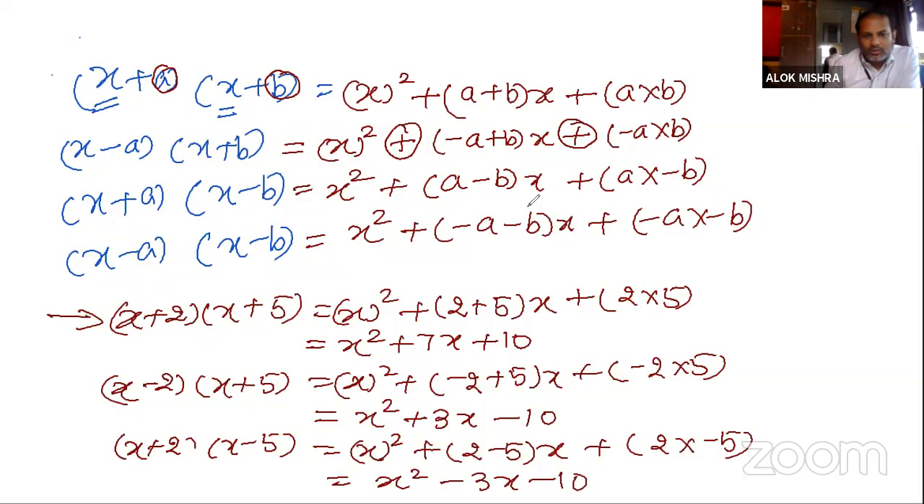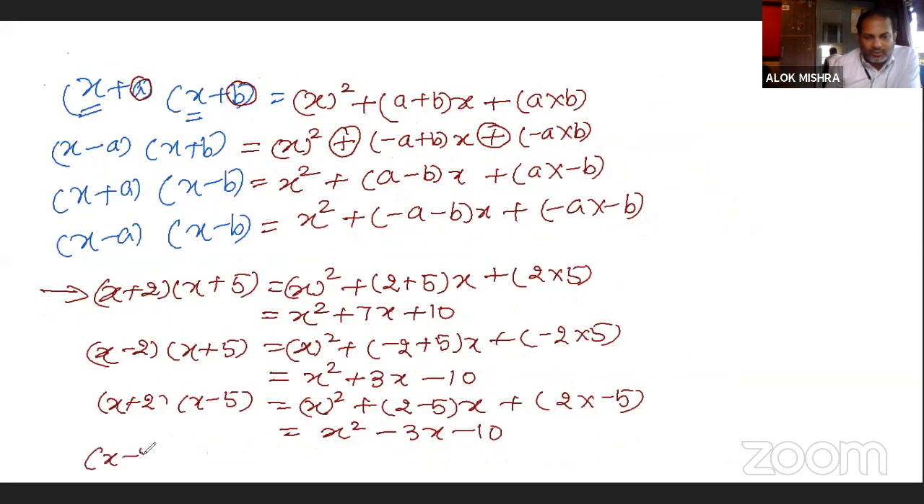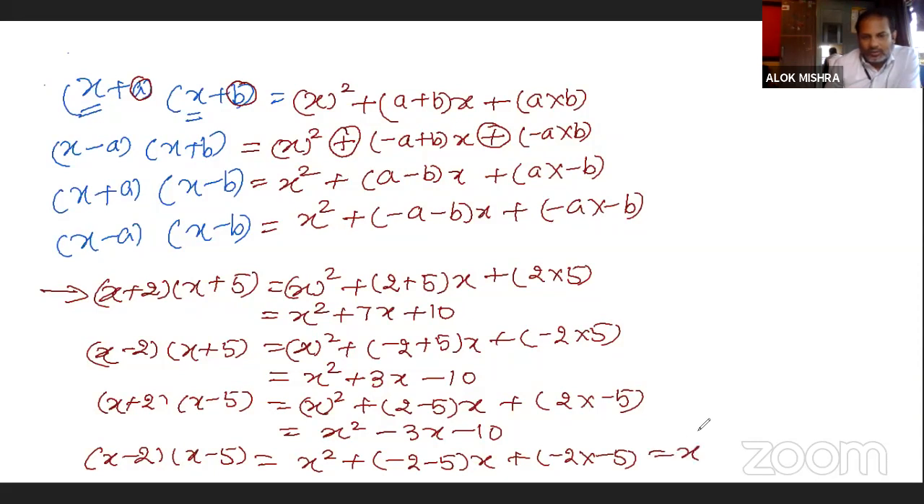And finally, the last one. I have both the terms negative, so it is x minus 2 and x minus 5. What do I get? x squared, I'll write the sign plus only. Now it is minus 2 minus 5 into x plus minus 2 into minus 5. What do I get? x squared. Now this minus 2 minus 5 is how much? This is minus 7. So it is minus 7x, and minus into minus is plus, so it is plus 10. Is this fine? Clear?